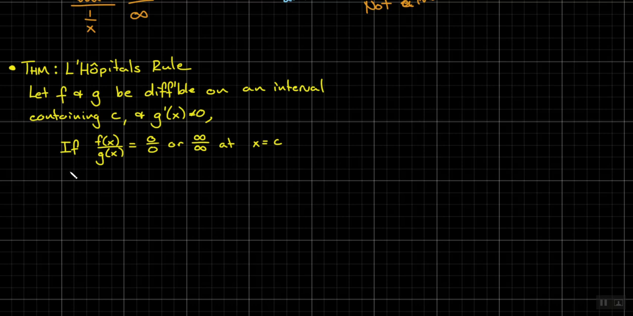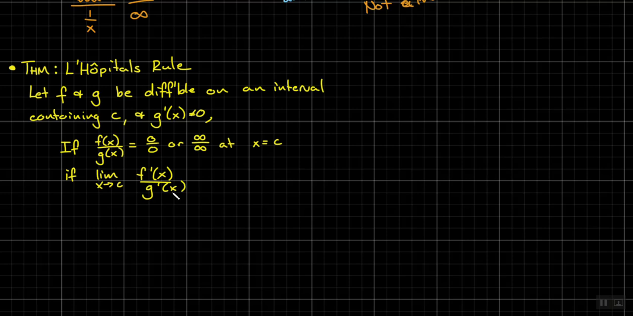If we want to evaluate this function, we'll just say the limit as x approaches c of f prime over g prime. Notice all we've done is take the derivative of the top and the bottom. Really important here, another place people get goofed up: we did not use the quotient rule. I just took the derivative of the top and the derivative of the bottom.